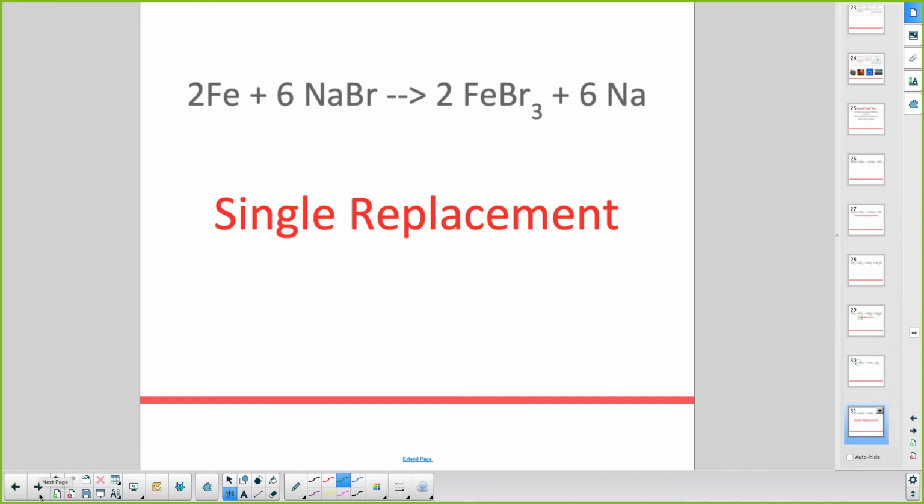Any questions so far? Good? Wait, the first one we did, is that single replacement or double replacement? The first one was double because nobody was left alone.